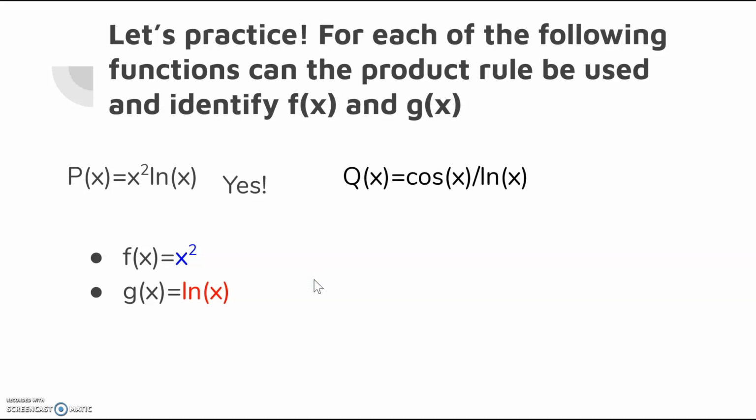But what about with this one? q of x equals cosine of x divided by ln of x. Now this is one function being divided by another, so it's not something we can normally use the product rule for.